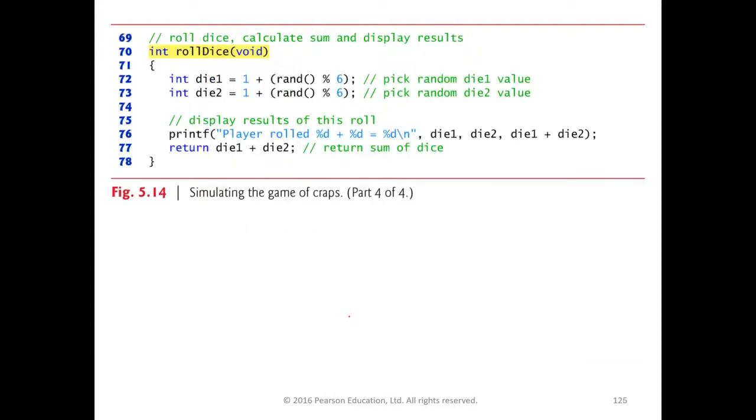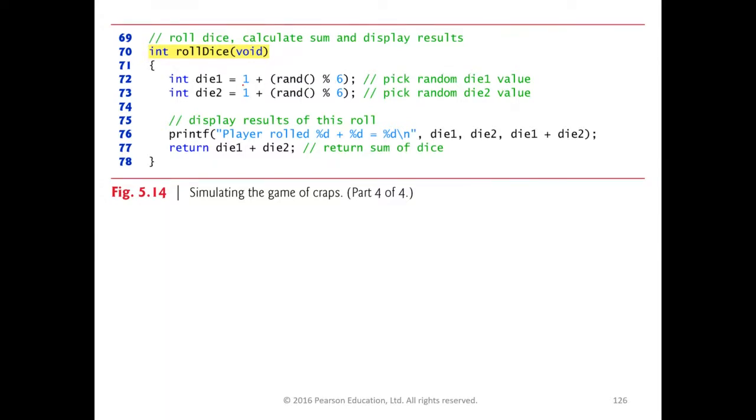Now, what is our rollDice function? Well, it's a simple function. We have a die1. So this is the first die that we roll. We simulate this roll using randomly selected integers from 1 to 6. We already know how to do this.